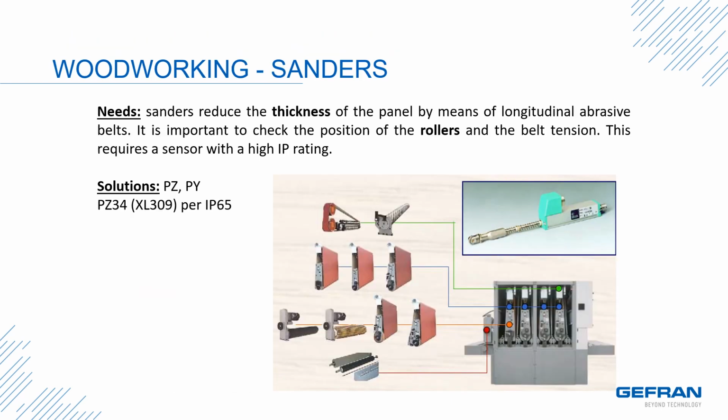They are used in woodworking and sanders. Sanders reduce the thickness of the panel by means of longitudinal abrasive belts. It is important to check the position of the rollers and the belt tension. This requires a sensor with a high IP rating. Solutions include our PZ, PY, and PZ34 short stroke sensors.